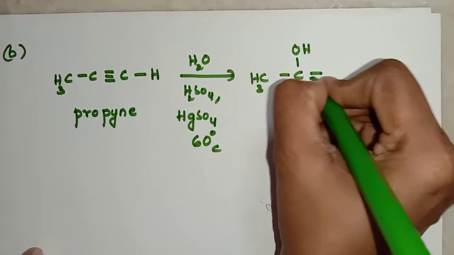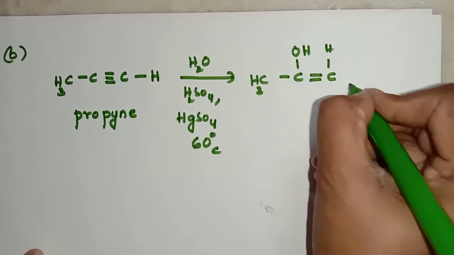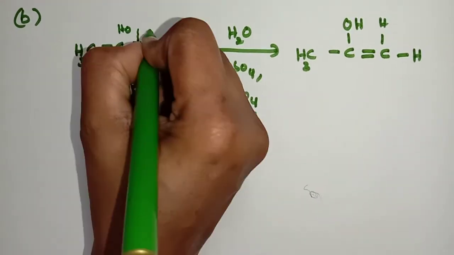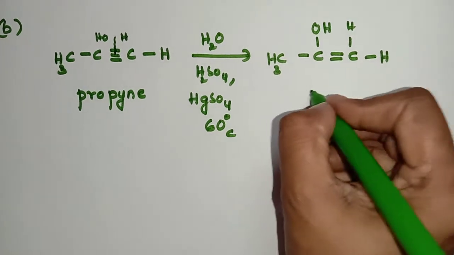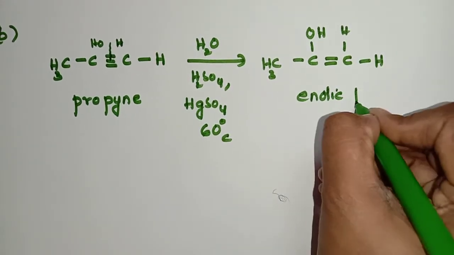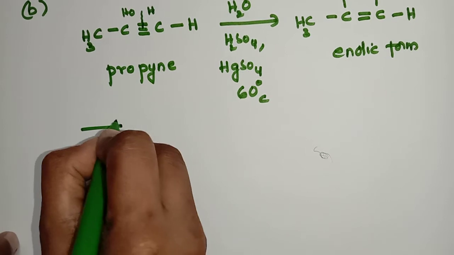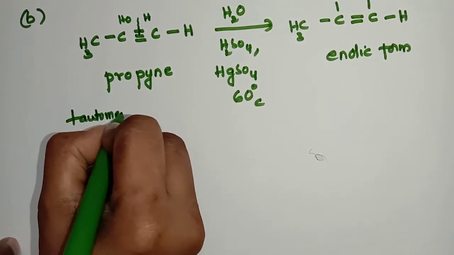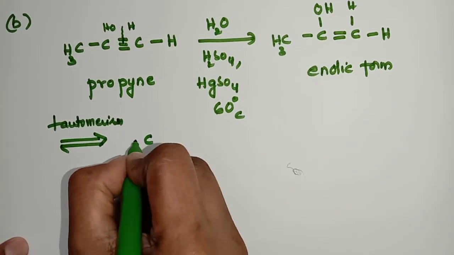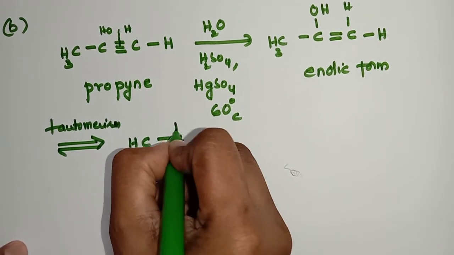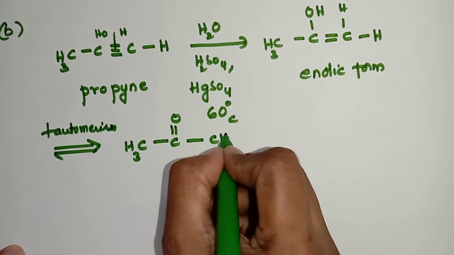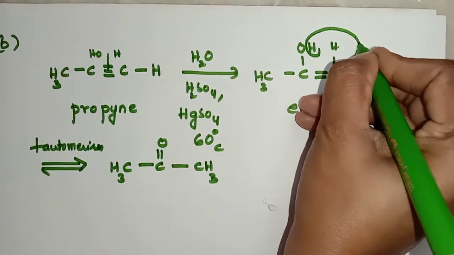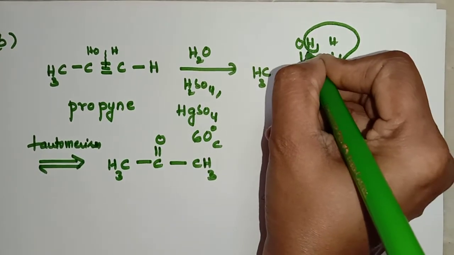C(OH) double bond CH2. The same process happens here. It breaks up. Here comes OH, here comes hydrogen. This is also an enolic form, which undergoes tautomerism and converts into a ketone, CH3 C double bond O CH3. So this hydrogen with the 2 electrons comes to this carbon and this pi bond shifts this side.